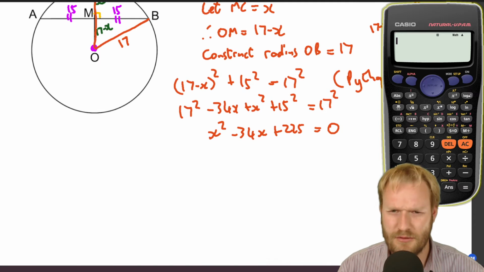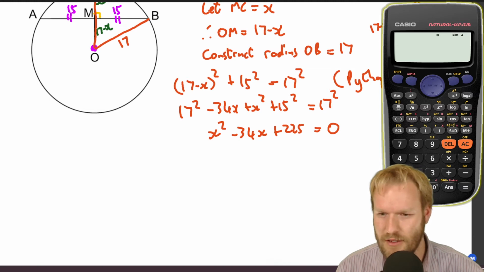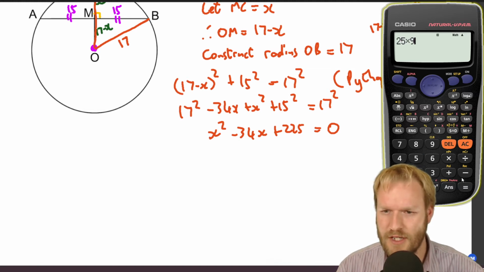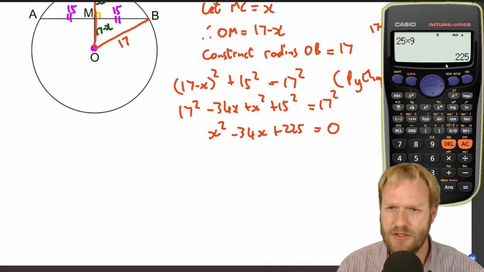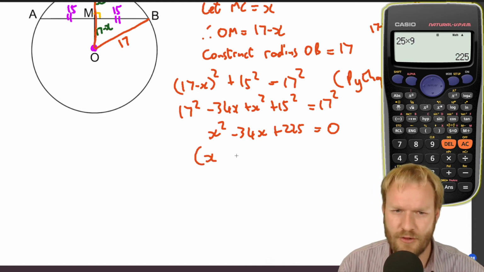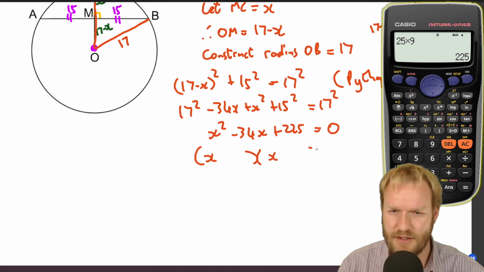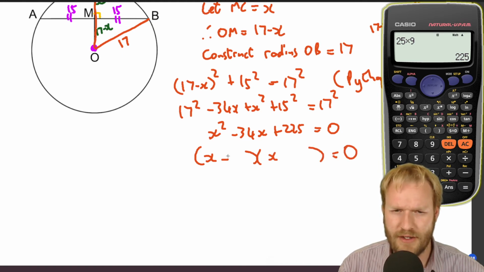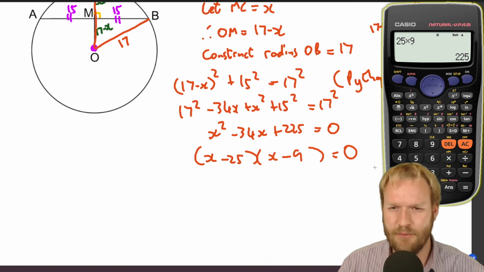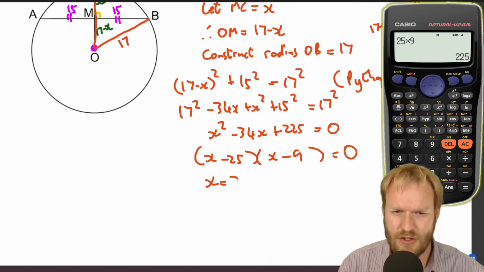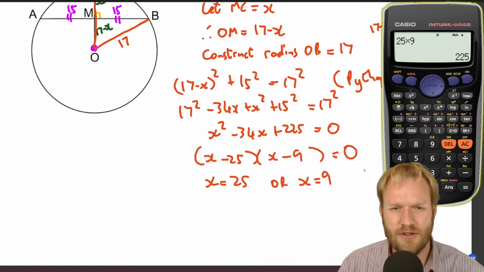I think, isn't it just 25 and 9 for this? Let's just, where's our calculator here? We're saying 25 times 9. Yeah, that makes 225. So if we factorize that, x equals 0. So 25 and 9, I think it's minus 25 minus 9. So therefore we've got two solutions, x equals 25 or x equals 9.